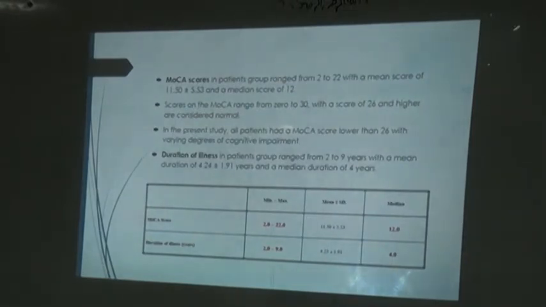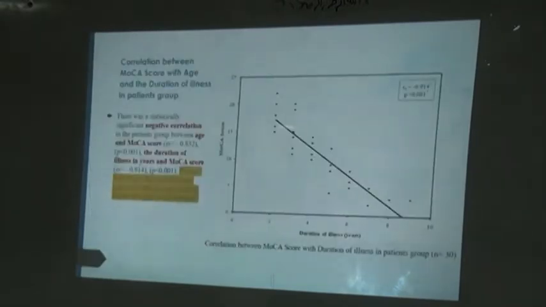MoCA score in all patients ranged from 2 to 22, with a median level of 12. Scores in the MoCA range from 0 to 30. A score of 26 and higher is considered normal. In the present study, all patients had MoCA score lower than 26 with varying degree of cognitive impairment. The duration of illness in all patients ranged from 2 to 9 years with a median level of 4 years. Correlations. The higher the duration of illness, the lower the MoCA score, the higher the degree of cognitive impairment.